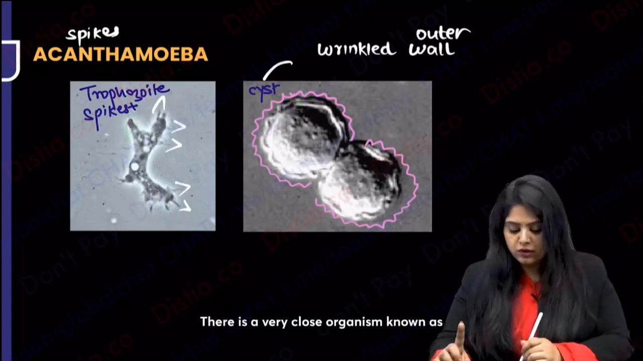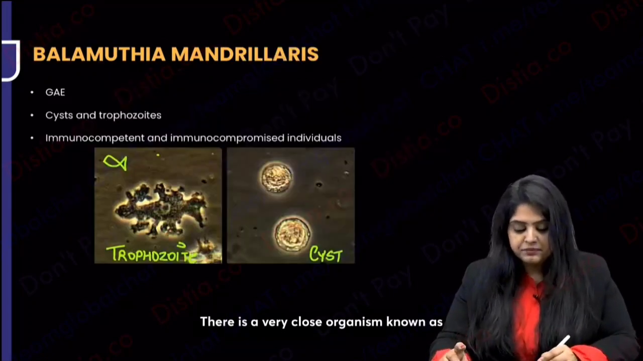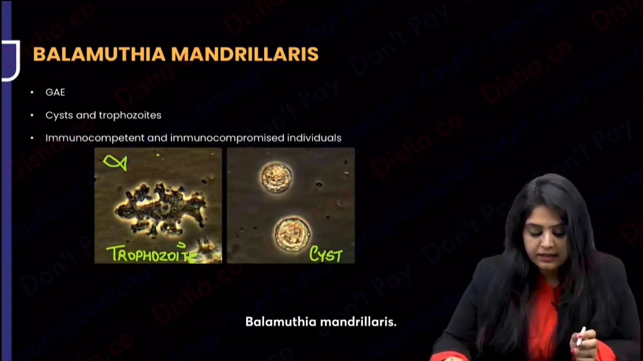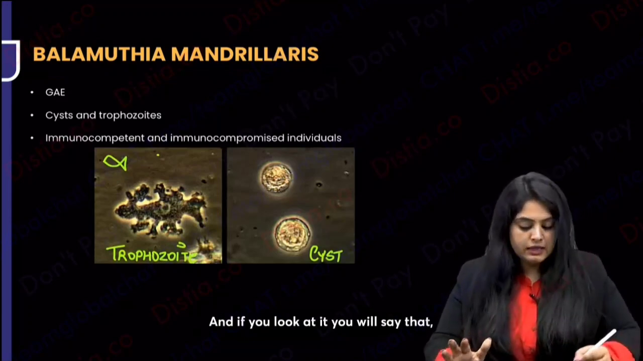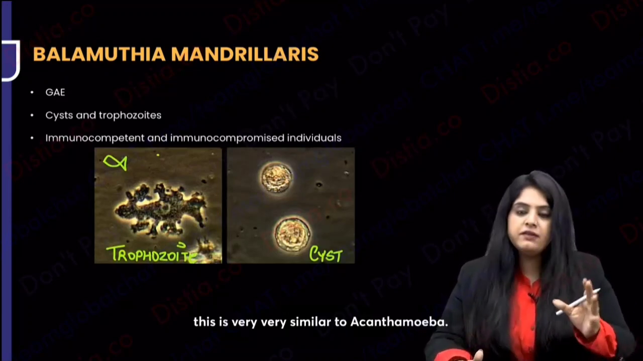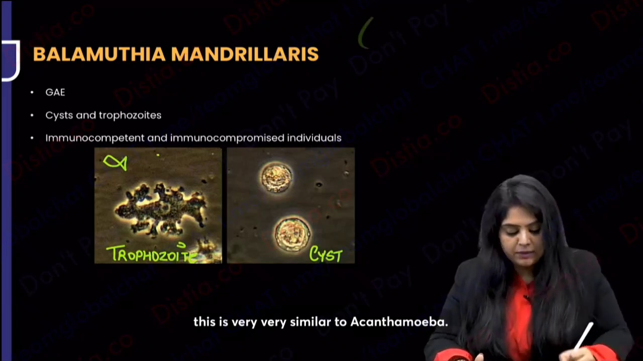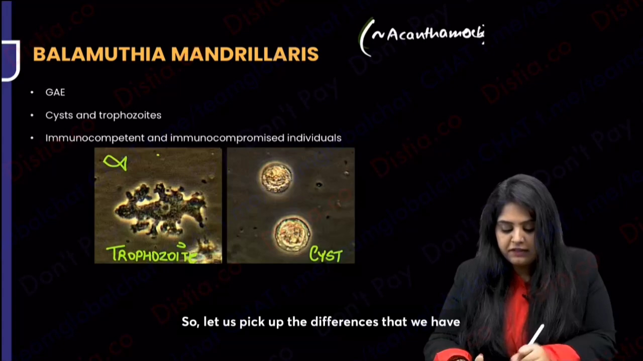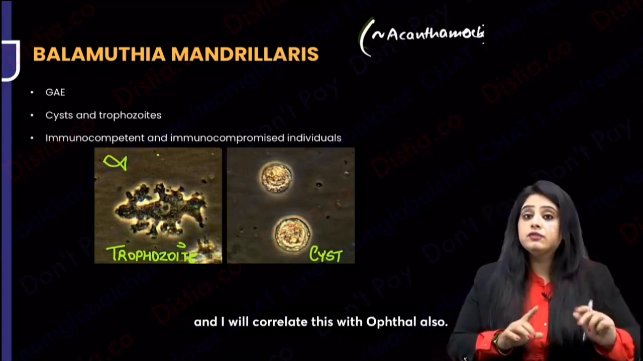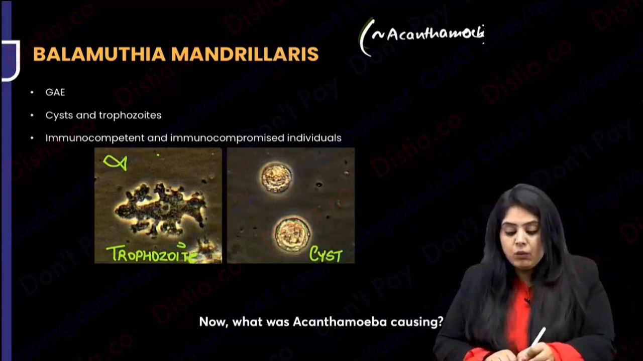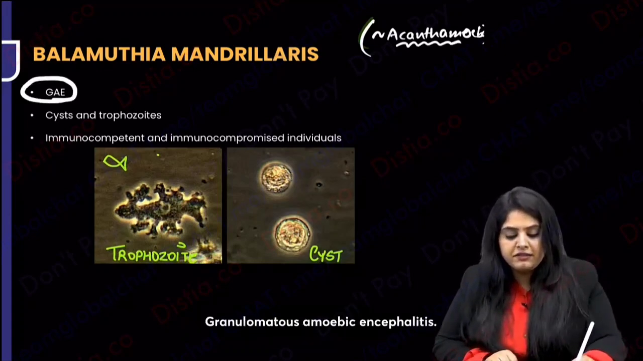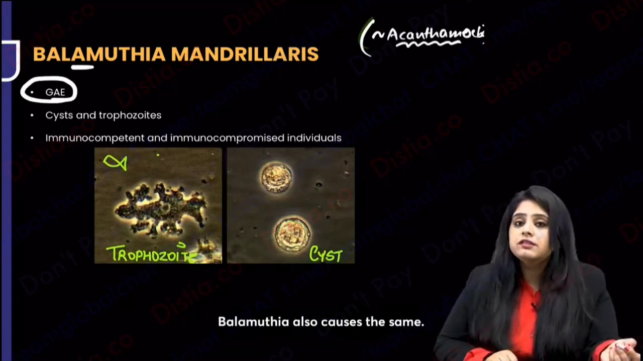There's a very close organism known as Balamuthia mandrillaris, and if you look at it, you will say, ma'am, this is very, very similar to Acanthamoeba. So let us pick up the differences that we have, and I will correlate this with ophthal also. So hang out. Now, what was Acanthamoeba causing? Granulomatous amoebic encephalitis. Balamuthia also causes the same.